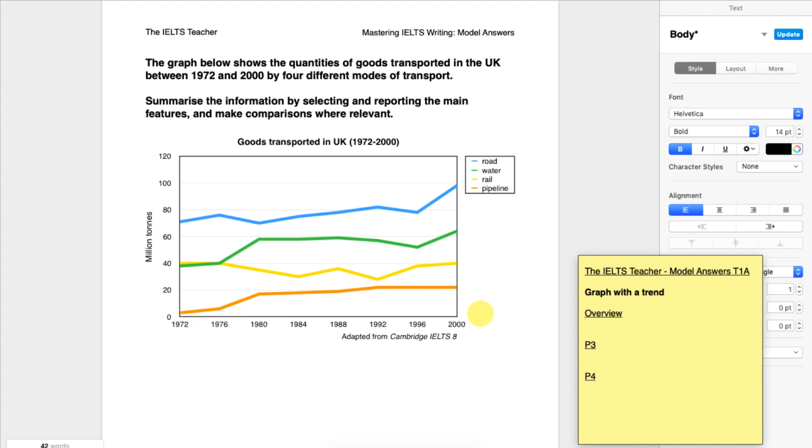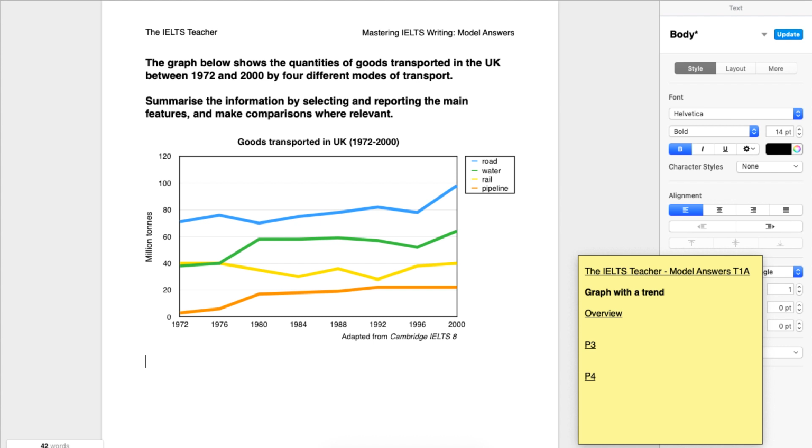And this task may be a little bit easier because those two lines remain in their respective positions throughout. So road always stays on top, pipeline always stays at the bottom. But of course, a lot of the time they will cross over, and the positions will change, that's absolutely fine. You might use a sentence like, while at the beginning of the period, road was the most popular form of transportation, while pipeline was the least popular. By the end of the period, maybe these positions had reversed, or maybe water had overtaken rail to become the most popular, whatever it is.